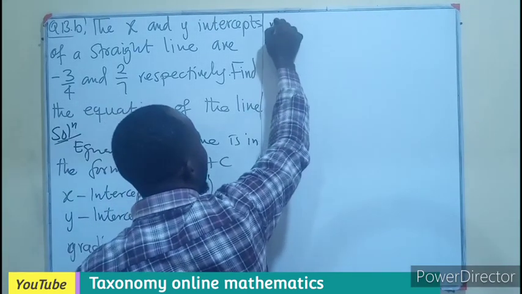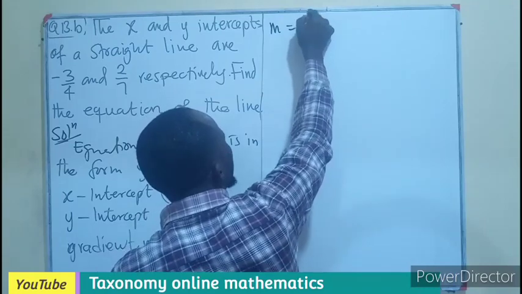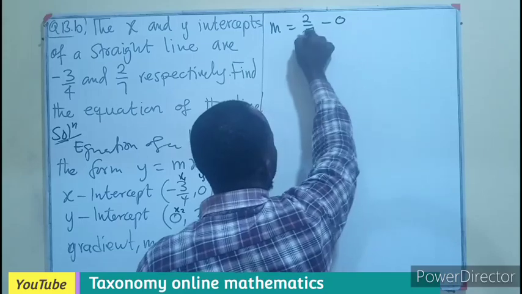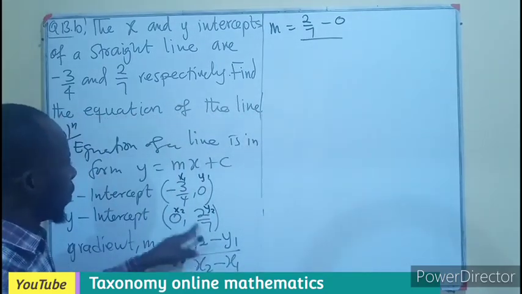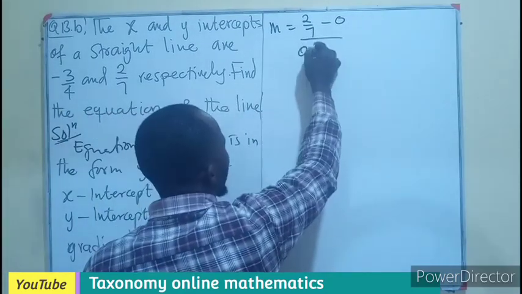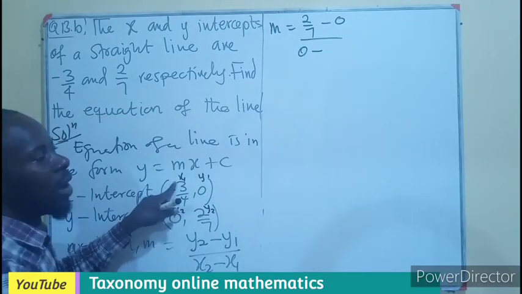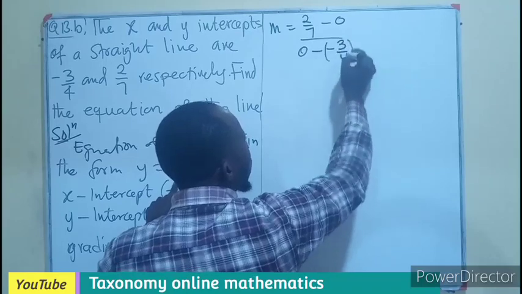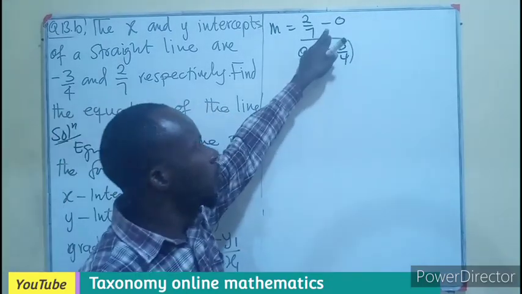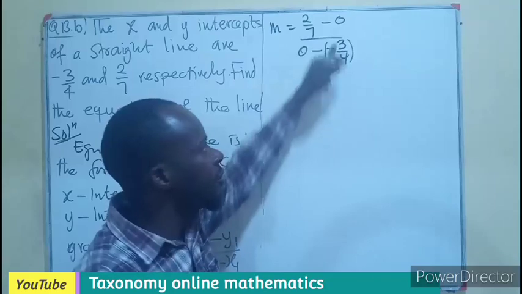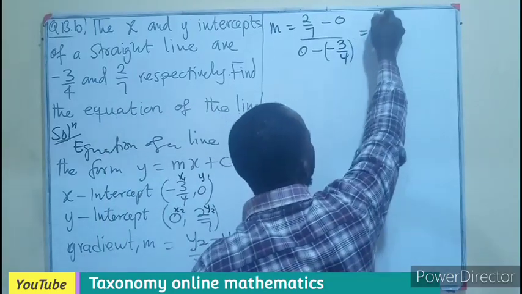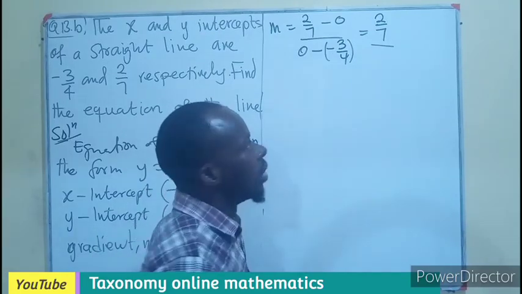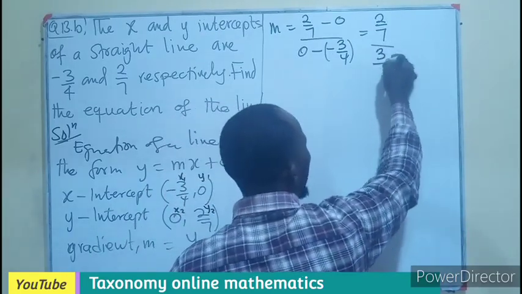Putting gradient equals 2/7, which is this, minus 0, divided by 0 minus x1, which is also -3/4, right? The top will remain the same, because if you subtract 0 from any number, it still remains 2/7. A negative will also cancel to give us 3/4.